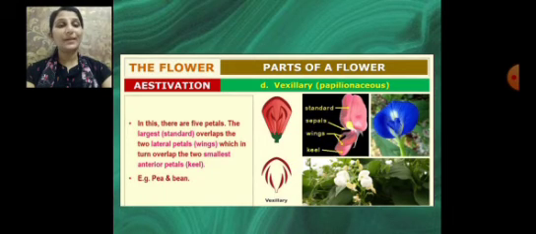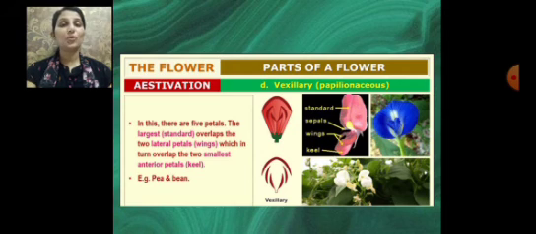And these wing petals in turn overlap the two smallest petals that are situated anteriorly, and they are called the keel petals. So there are two keel petals which are fused together, two lateral wing petals, overlapped by one large standard petal. This is seen in flowers having 5 sepals or petals, that is pentamerous, and this type of estivation is seen in pea and bean.